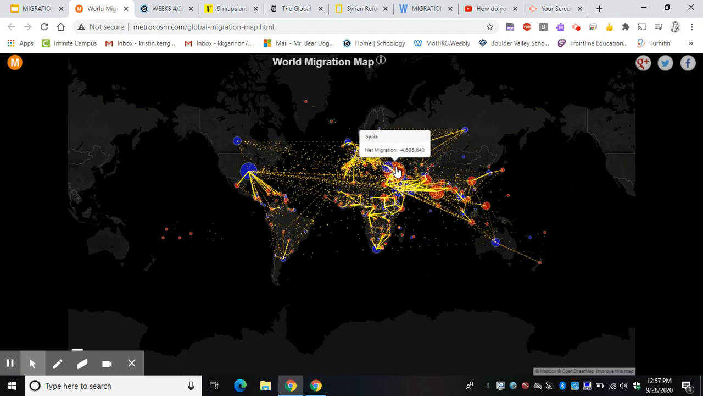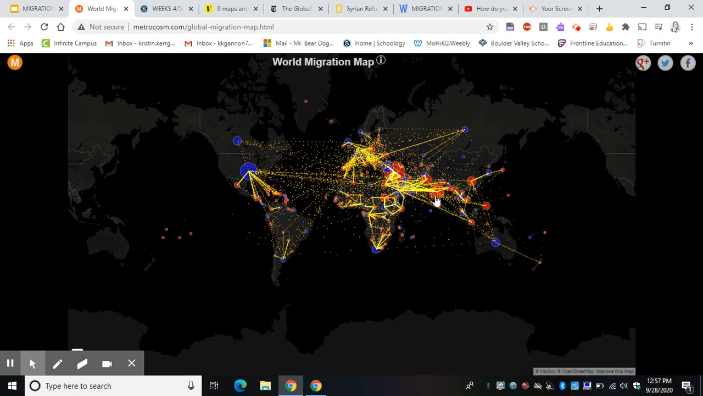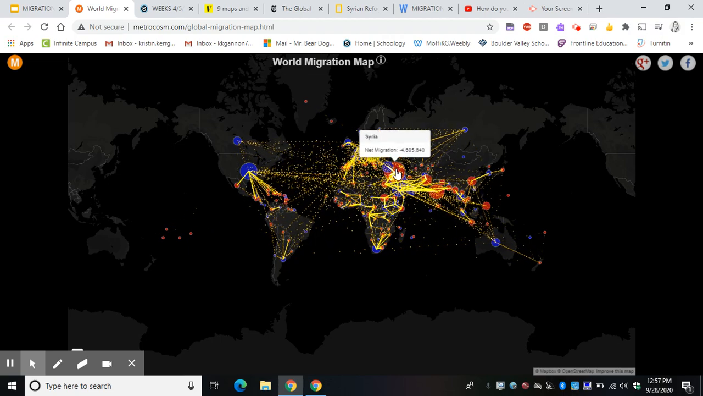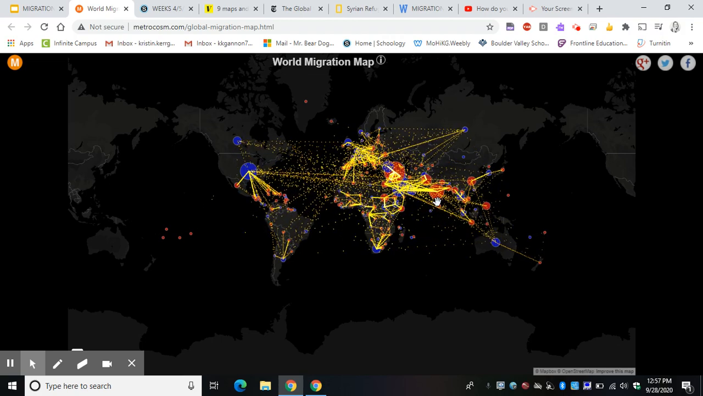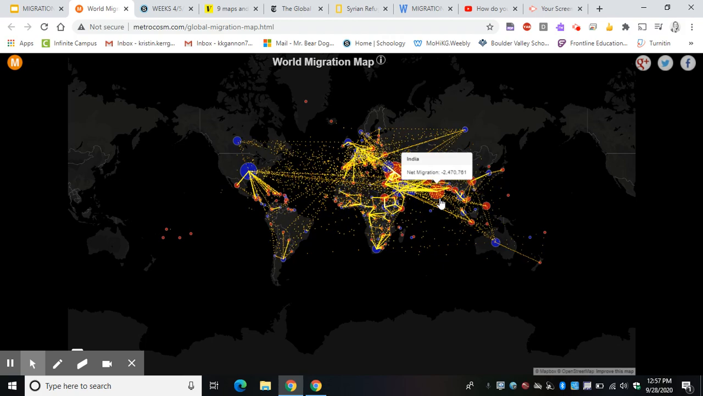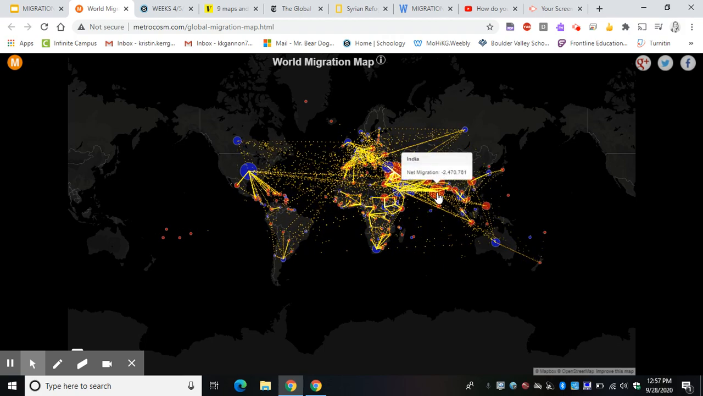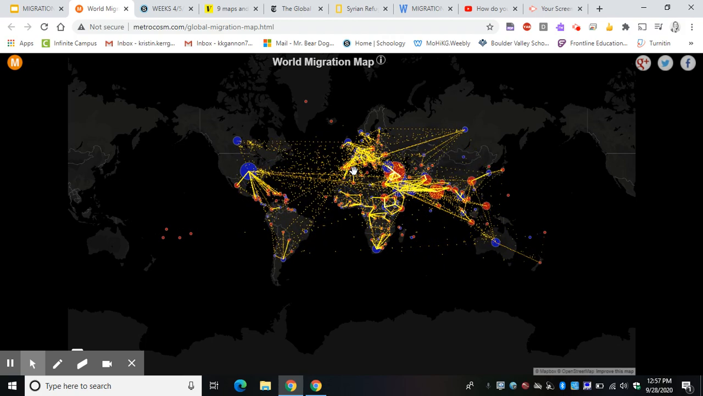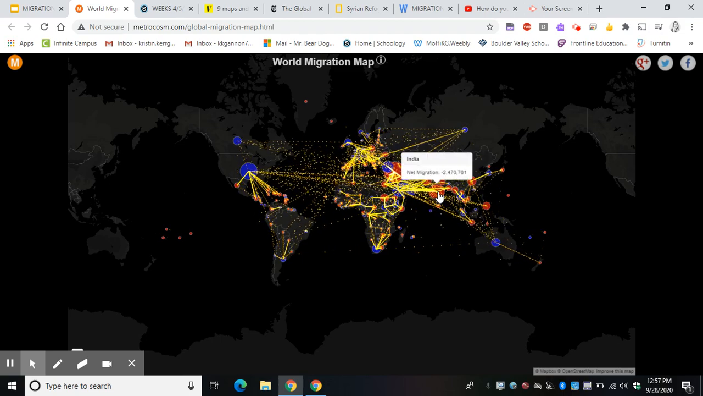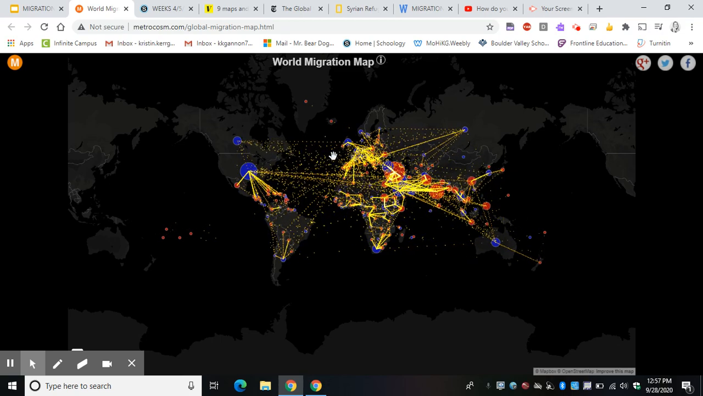So they're coming from Syria, and they're coming from India. Well, why would they be coming from Syria? Because war is going on. Why would they be coming from India? Well, there's so many people. You are trying to find a job and you're trying to find stability in countries where you don't have as much opportunity. So I think that this migration map's pretty cool.